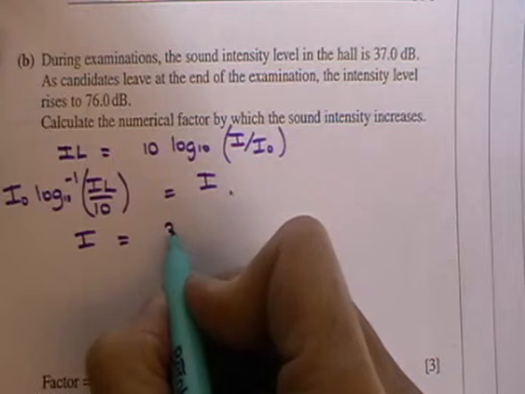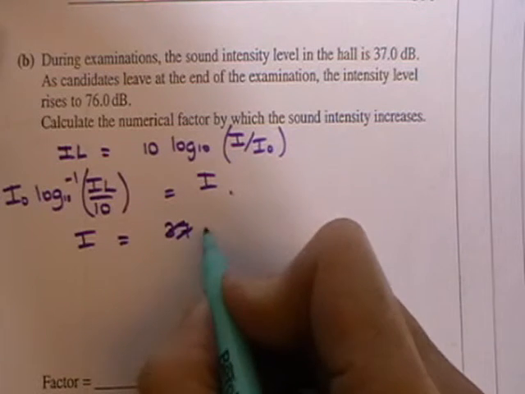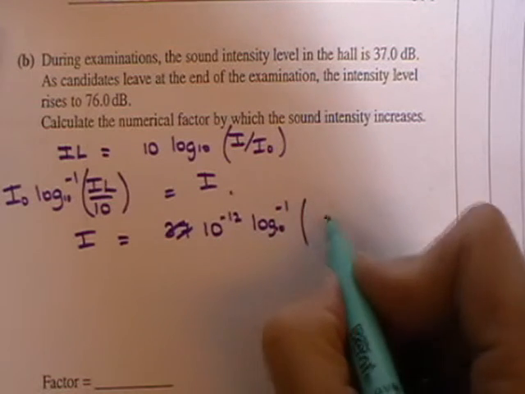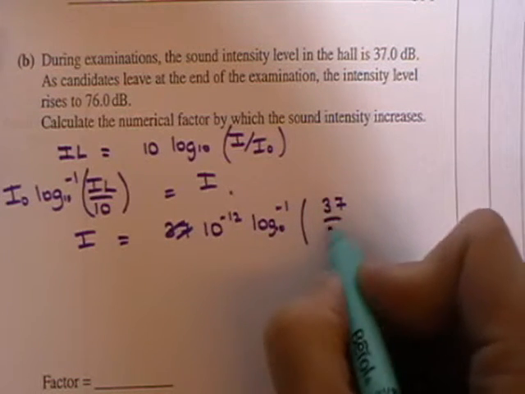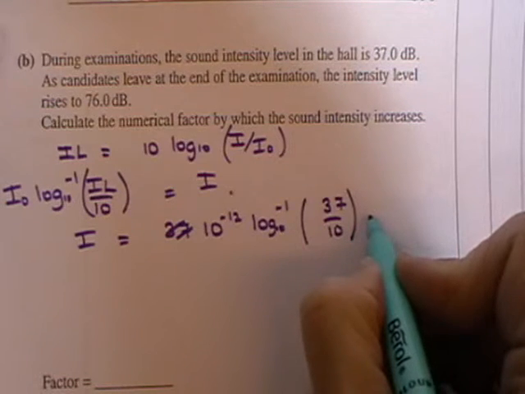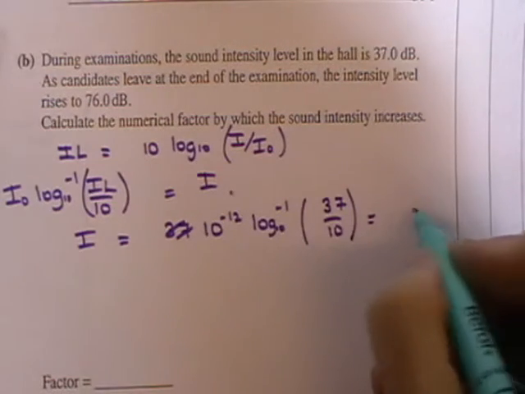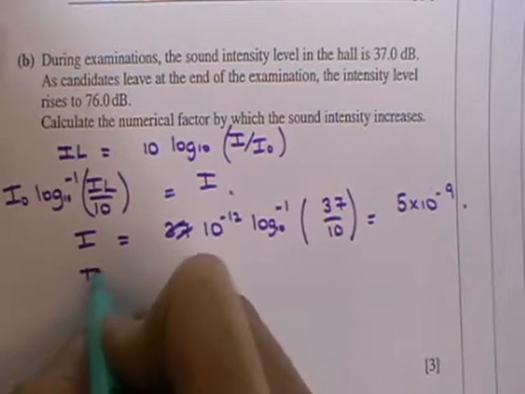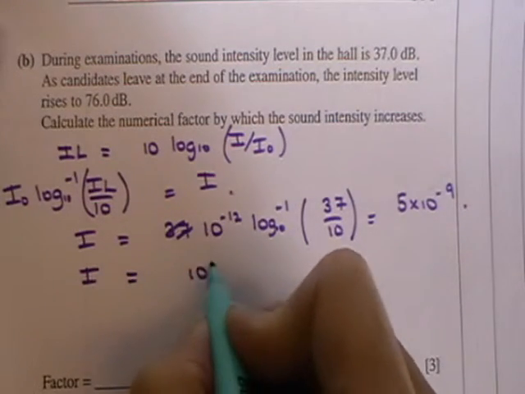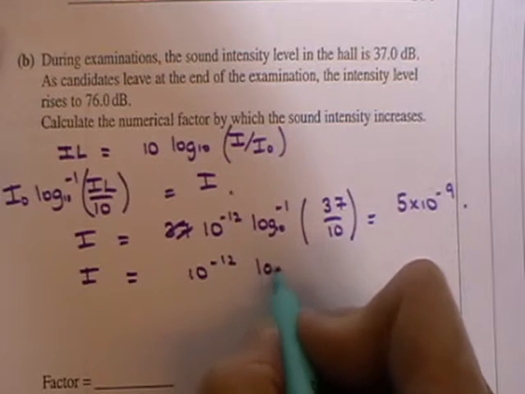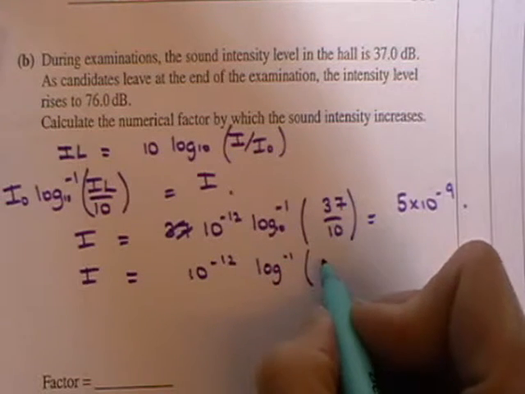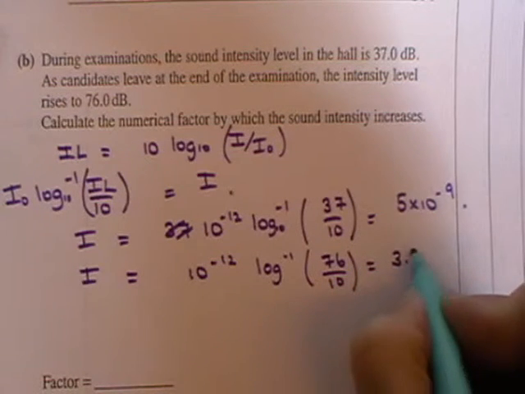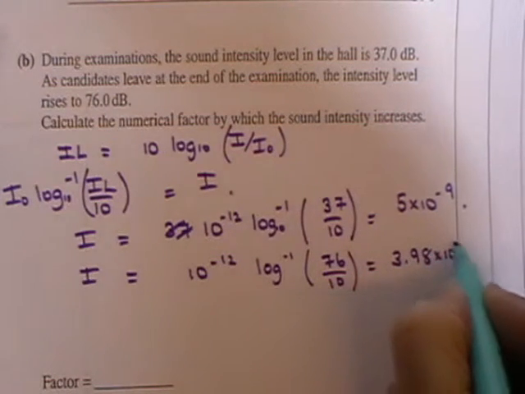So I is equal to 10 to the minus 12, log to the base 10 to the minus 1 of 37 over 10. And that gives you 5 by 10 to the minus 9. And then the second intensity level, 76 over 10 there, corresponds to a value of intensity of 3.98 by 10 to the minus 5.